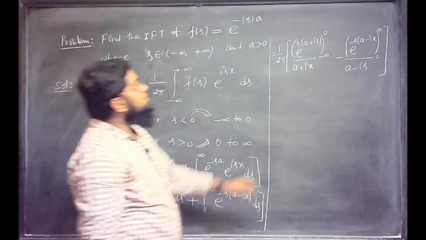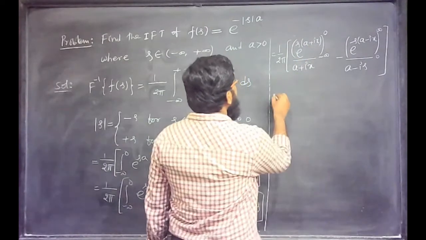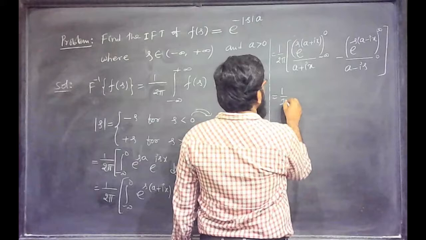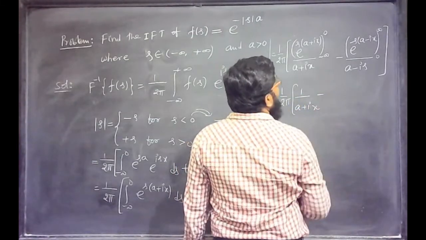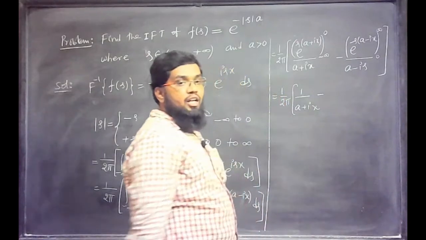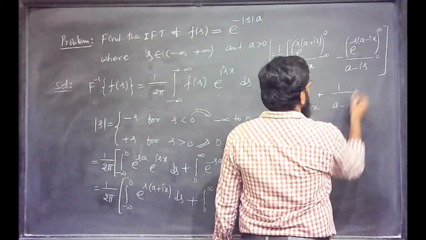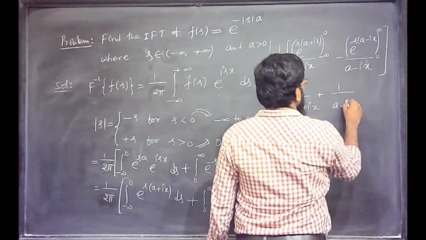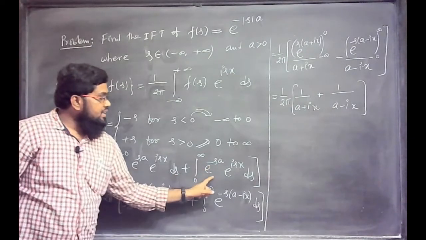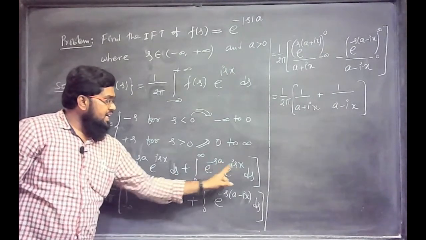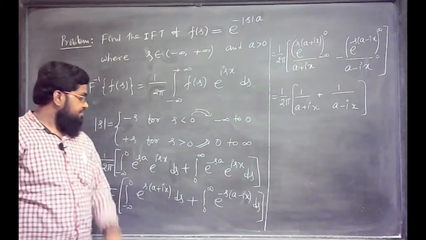Okay, now I substitute the upper limit, e power 0 will come as 1, e power minus infinity will be 0, that means that is 1 by 2 pi into, here I get 1 by a plus ix, then minus, upper limit will give 0 and lower limit will give minus 1, that is minus minus plus, that is a minus ix. Okay, so here s is common, s common అయిన తర్వాత ఉన్నది ఇక్కడ a, ఇక్కడ ix.